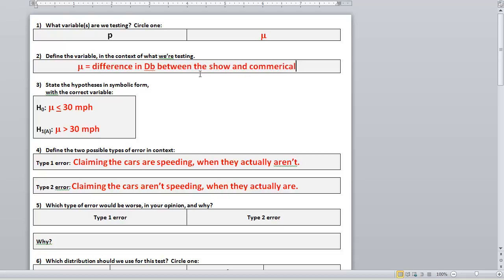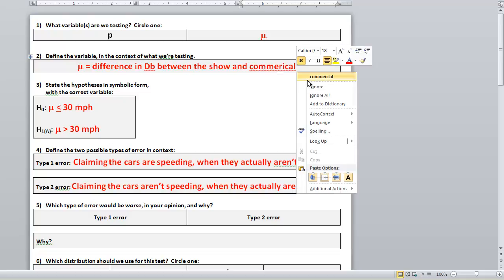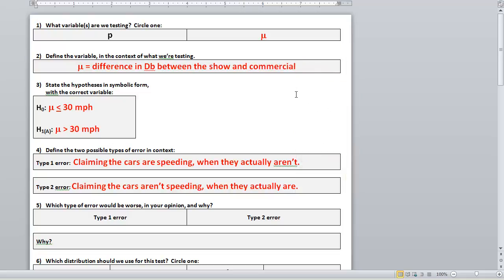Now I want to stop real quick and spell commercial, right? And give one quick mathematical / English warning here. Since it's a difference, that means you're subtracting, and subtraction is not commutative. I wrote difference in decibels between the show and the commercial. What I technically did was the difference between the commercial and the show.